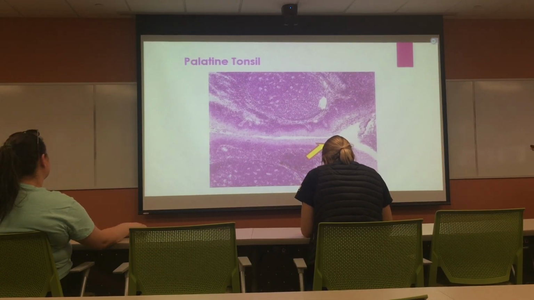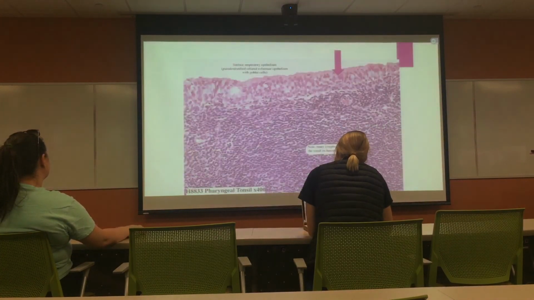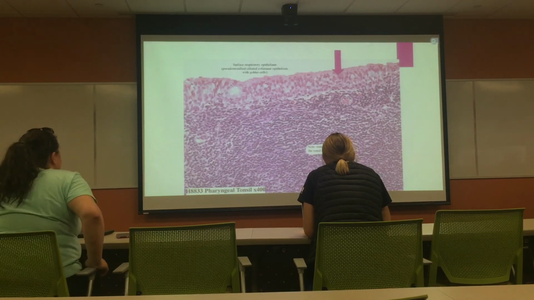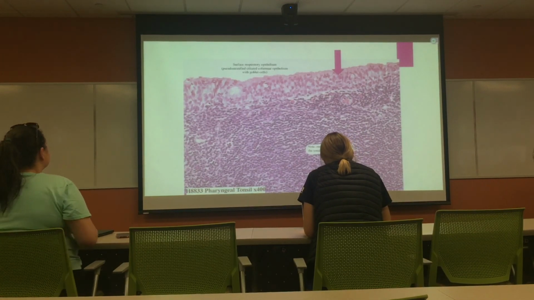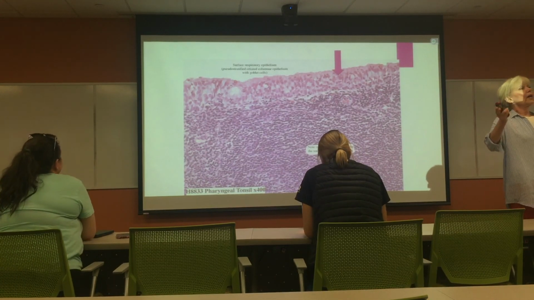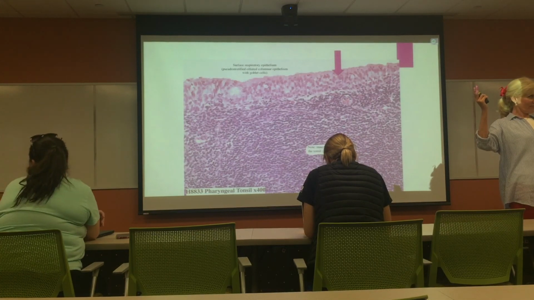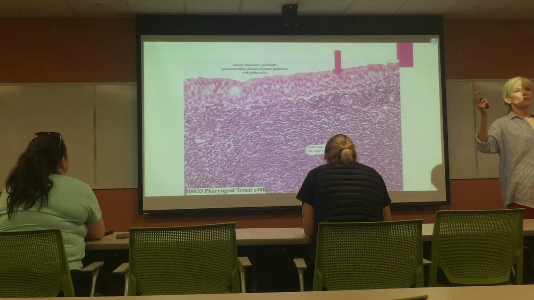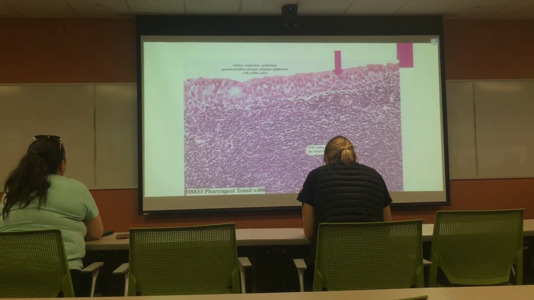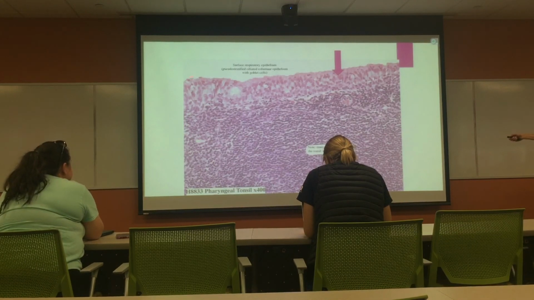So everybody got lingual tonsil, palatine tonsil. How about this one? There is an area that does not have stratified squamous, but that's because we're actually heading into the pharynx, which has what kind of epithelium? Pseudostratified ciliated columnar with goblet cells. And you can tell that's not stratified squamous, right?